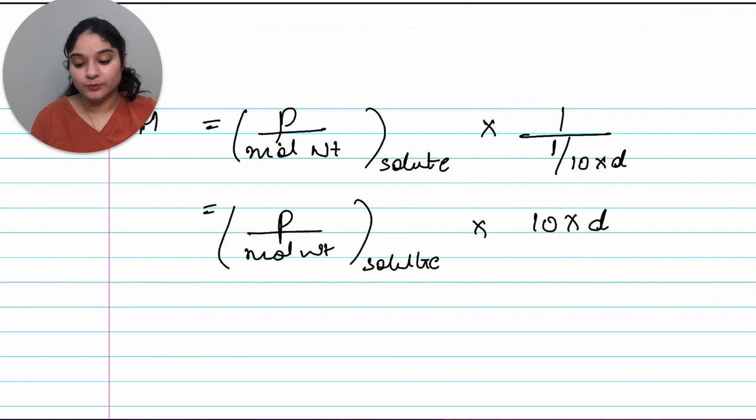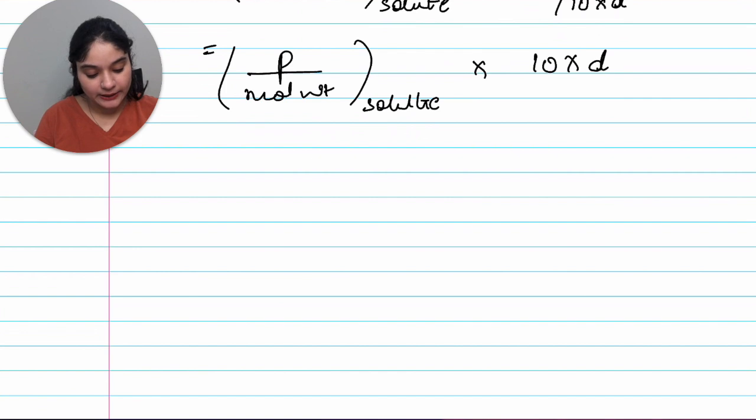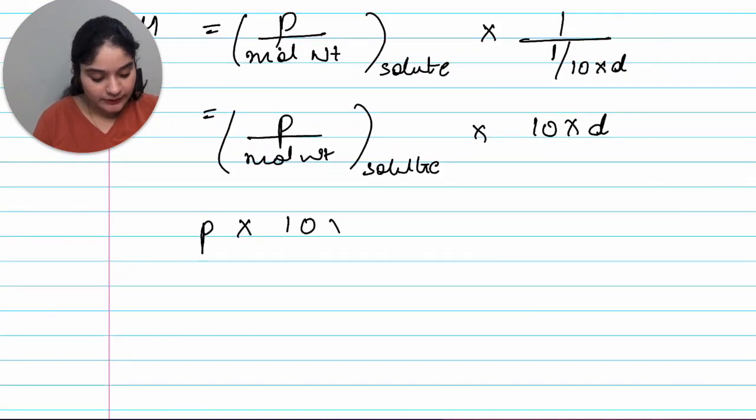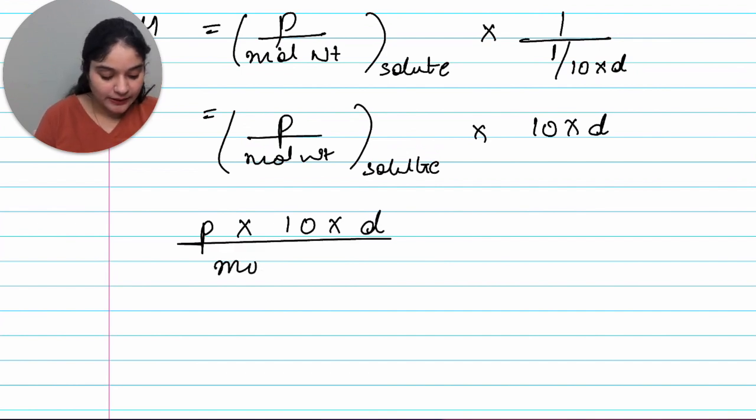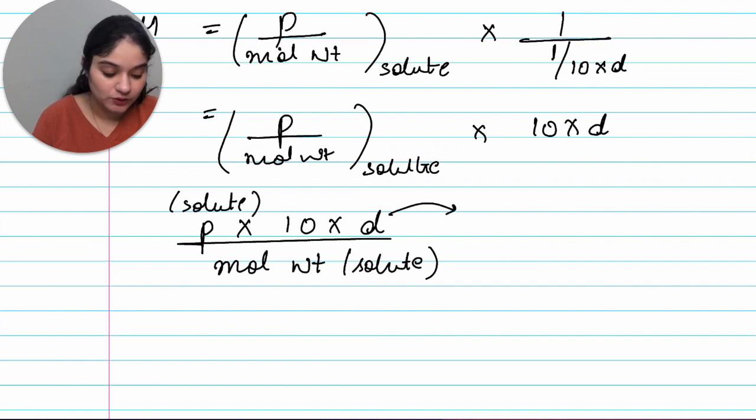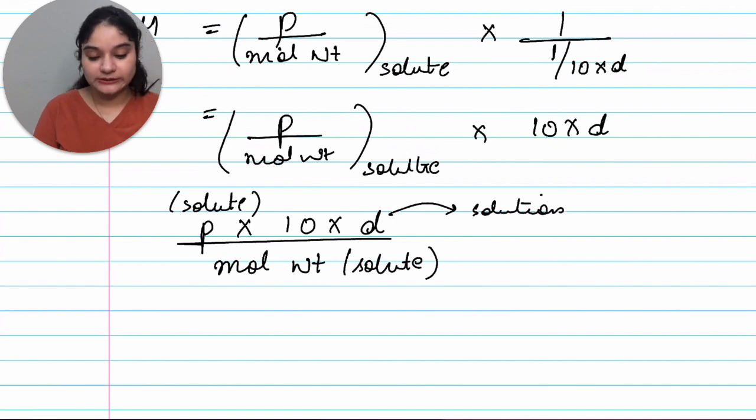Okay, so now let's make the formula that you have. So this particular formula, what will that look like? This will be P times 10 times D, or P times D times 10, whatever you want to write, divided by molecular weight, and this is for solute, and this density that you have is for solution. Okay, students, this is the one that was given in the question. Now, I hope this makes sense to you so far.